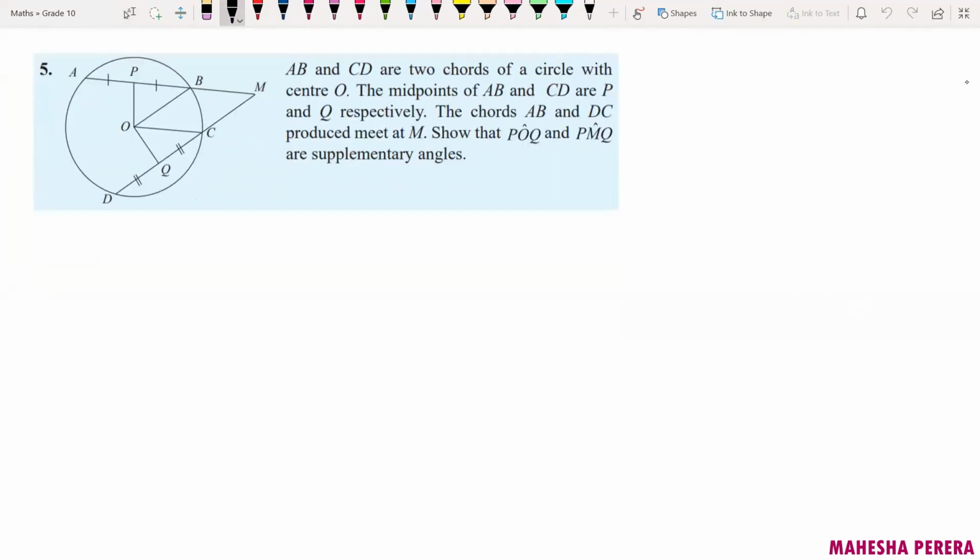Okay, next question, 5th question. AB and CD are 2 chords of a circle with center O. Right, here is our center. This is AB chord and here is our CD chord. The midpoints of AB and CD are P and Q. Okay, this is P, right, the midpoint of AB, and Q is the midpoint of CD.